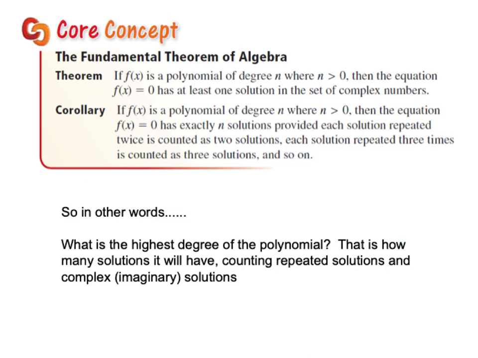So the fundamental theorem of algebra, in simple terms, is whatever the highest degree of the polynomial is, tells you how many solutions you will have, including repeated solutions. So if you had x minus 2 times x minus 2, that would count as 2 solutions. 2 and 2, it would count twice. And it also includes imaginary and complex solutions.